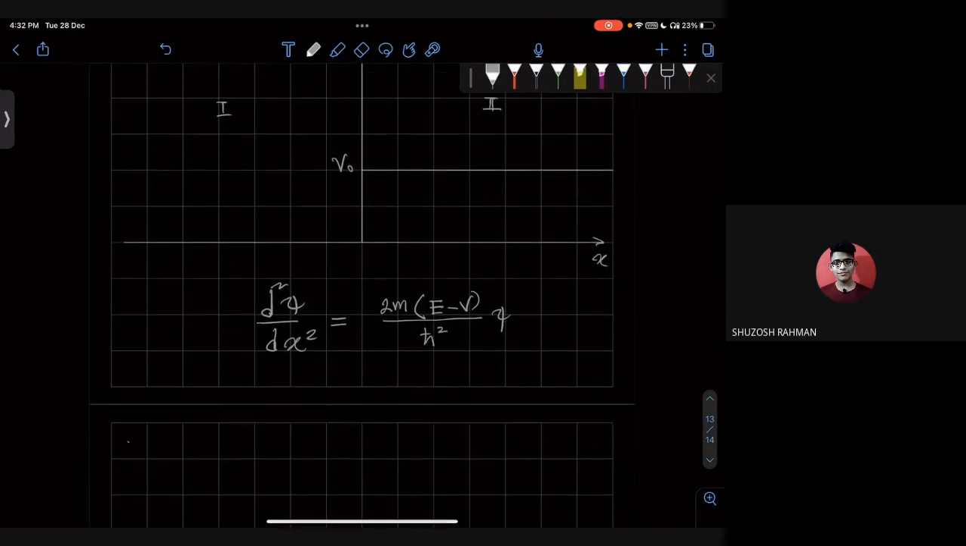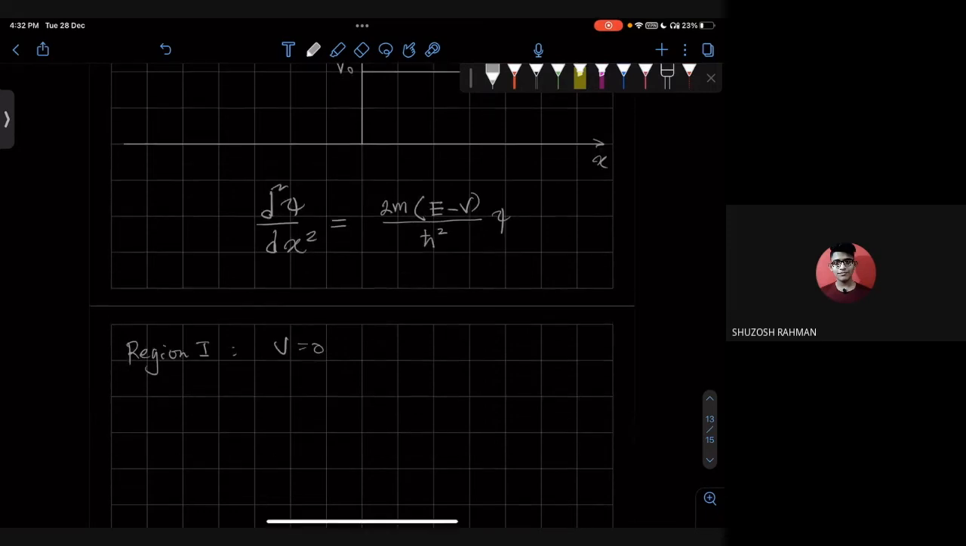Now, in region 1, V is 0, right? So we have d squared psi by dx squared is 2m by h bar squared, which I call k1 squared. I think there's a minus sign here, right? Let's just work this out. h bar squared by 2m, d squared psi by dx squared, so this is the kinetic energy, and the potential energy is equal to E psi. So if I take this guy on this side, I get an E minus V, and then I get a minus sign. Yeah, so there's a minus sign here. Okay.